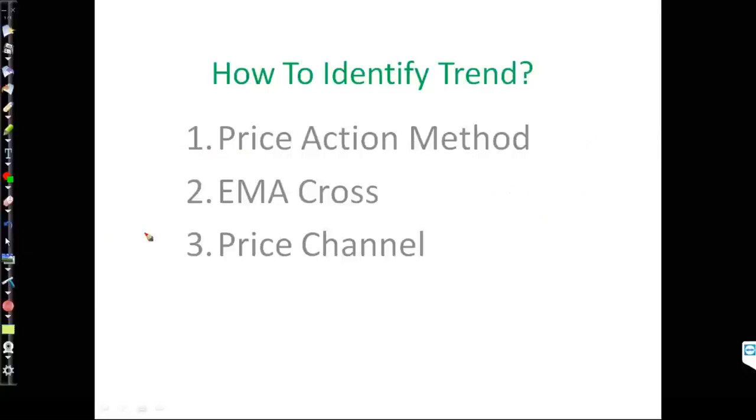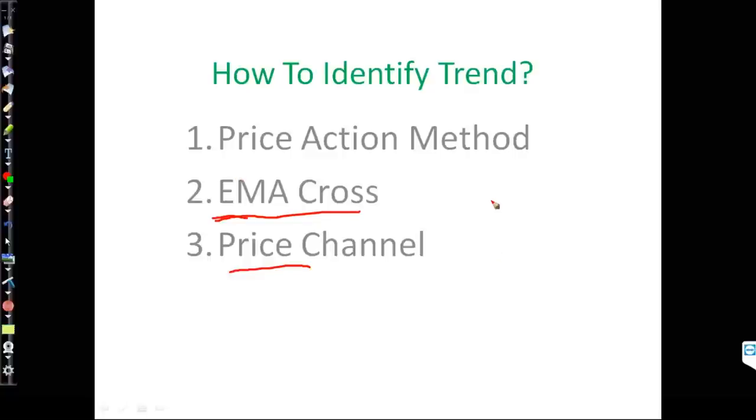The next method is EMA cross. It's called moving average, exponential moving average. Most of the people use it according to their choice. I personally use exponential moving average mostly, that is why I'm writing it. You can use simple moving average also. And the third is the price channel. This is the price channel.